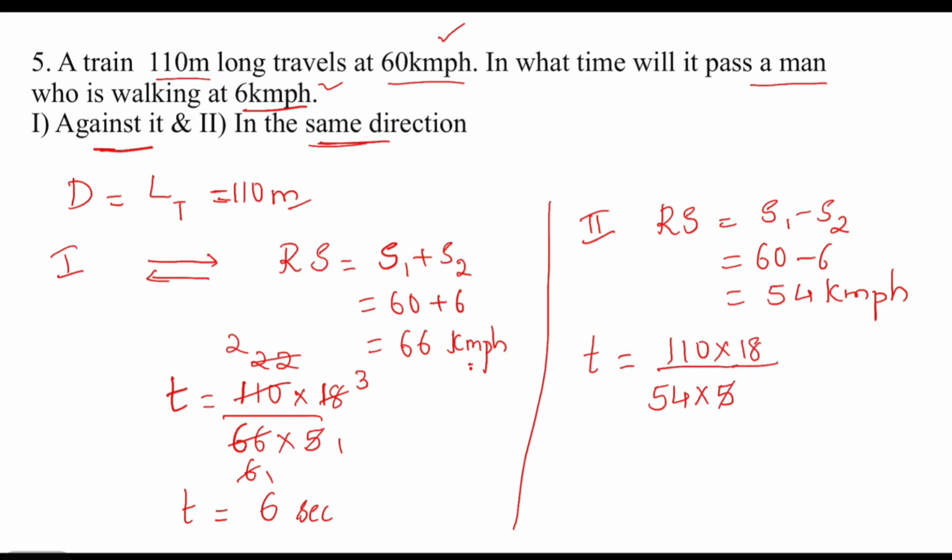So therefore 5 ones are 5, 22s are 18 ones are 18, 3s are... So it is 22 by 3, or you can say T is equal to 3 7s are 21 and 1 will remain, 7 1 by 3 seconds. Okay, time is 7 1 by 3 seconds. Next problem.